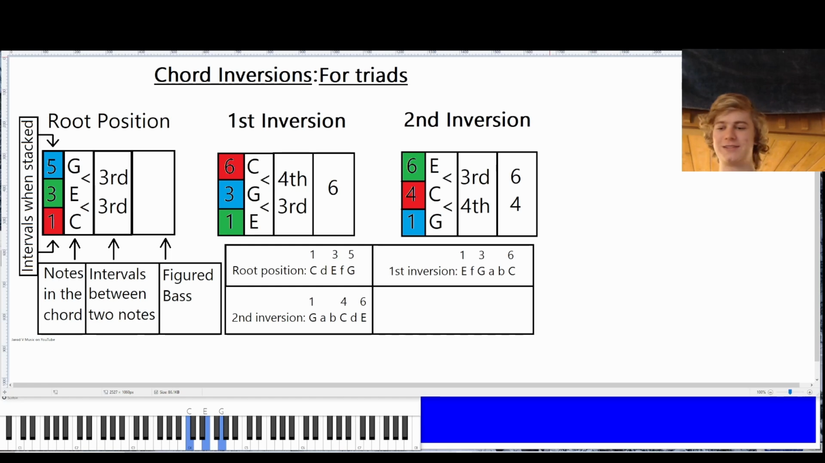If you want to know about triads, if you want to understand major, minor, and all that, check out the video down below called What is a Chord?